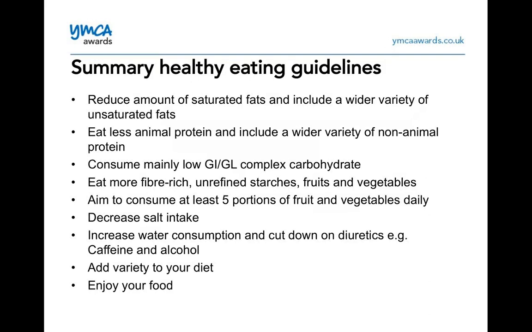Again, summary for healthy eating guidelines: reduce the amount of saturated fats, include a wide variety of unsaturated fats, eat less animal protein, and include a wide variety of non-animal protein. Consume mainly low GI complex carbohydrates and eat more fiber-rich, unrefined starches, fruits, and vegetables. Aim to consume at least 5 portions of fruits and vegetables daily. Try to decrease your salt intake, increase water consumption, and cut down on diuretics, for example, caffeine and alcohol.